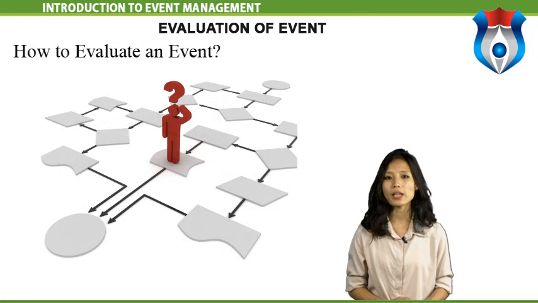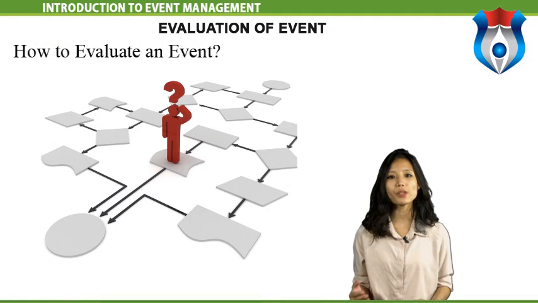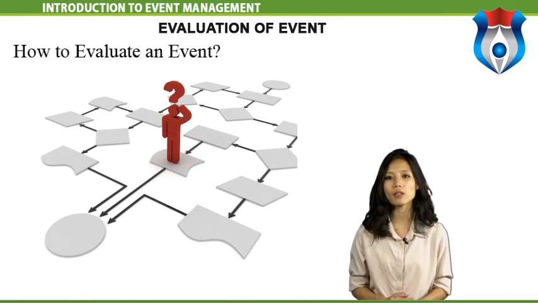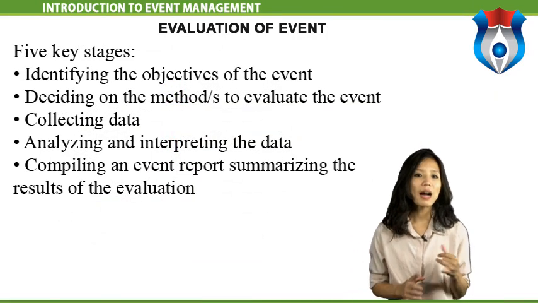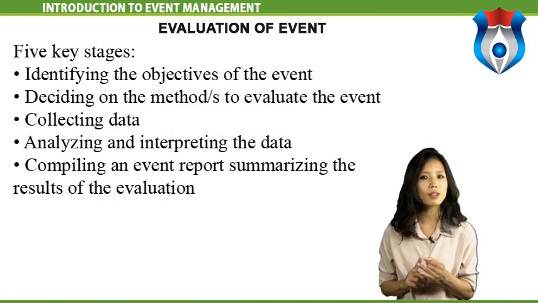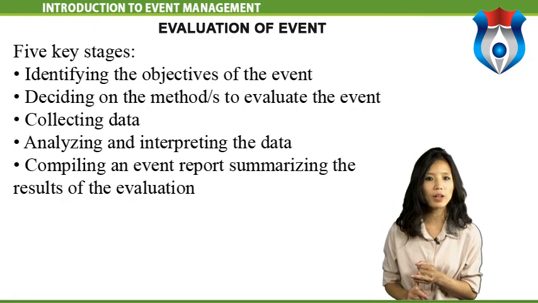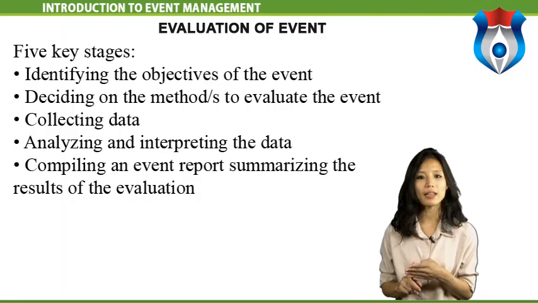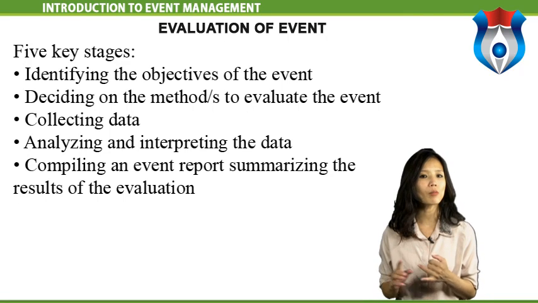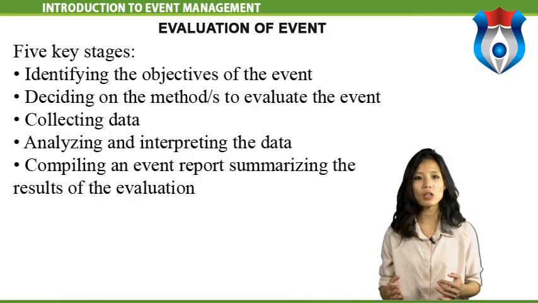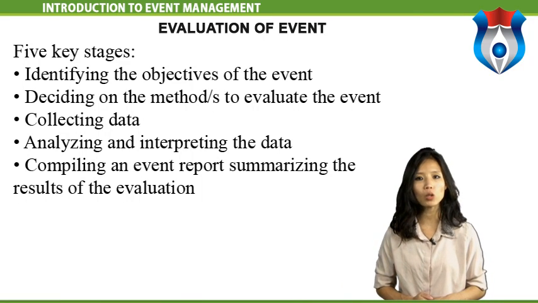How to evaluate an event? The evaluation process takes place throughout the life of the event and it requires a commitment of time and resources. It has 5 key stages: identifying the objectives of the event, deciding on the methods to evaluate the event, collecting data, analyzing and interpreting the data, and compiling an event report summarizing the results of the evaluation, and distributing the report to all key event stakeholders and media.